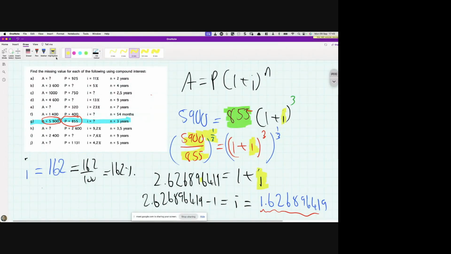Let's do one more like this. So I asked you to find I. Can you do F for me? I want you to do F where you're trying to find the value of the interest rate. See if you can do that for me using a similar method.